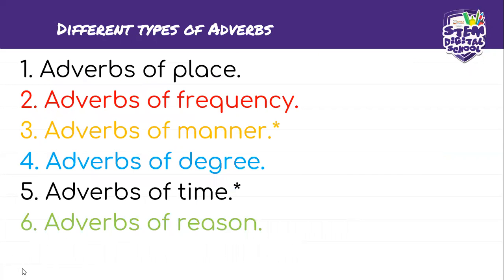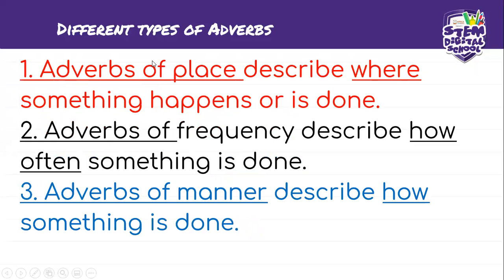Let's do a quick rundown on the different types of adverbs. Is the adverbs of place, adverbs of frequency, adverbs of manner, adverbs of degree, adverbs of time, and adverbs of reason. Let us quickly go through what they all do, and then we will zone in into the adverbs of place and the adverbs of frequency, which are part of the lesson of today. So it's going to be a very loaded lesson.